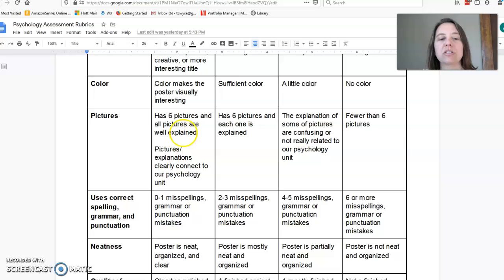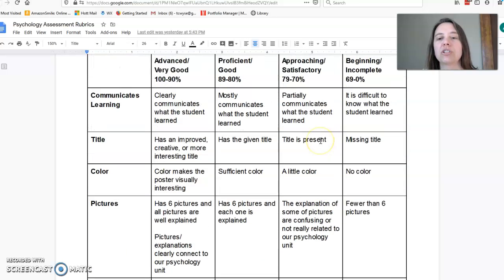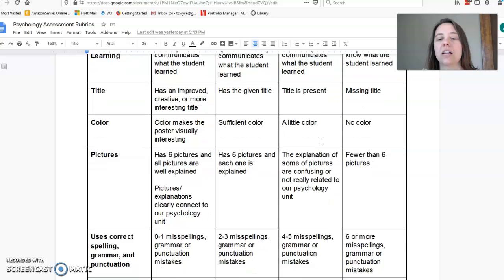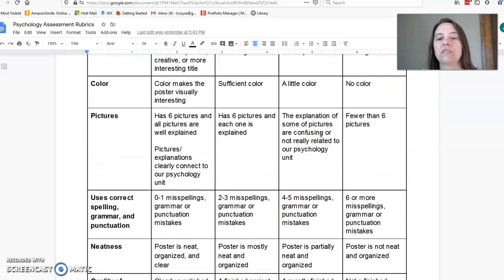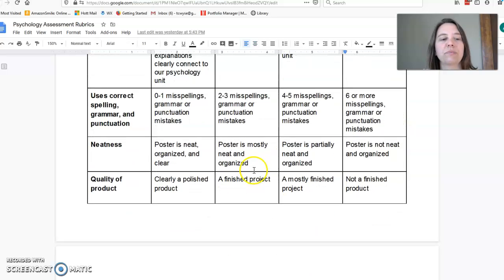Pictures, has 6 pictures, and all pictures are well explained. Pictures and explanations clearly connect to our psychology unit. Has 6 pictures, and each one is explained. And approaching the criteria, the explanation of some of the pictures is confusing or not really related to our psychology unit, or you don't have 6 pictures.